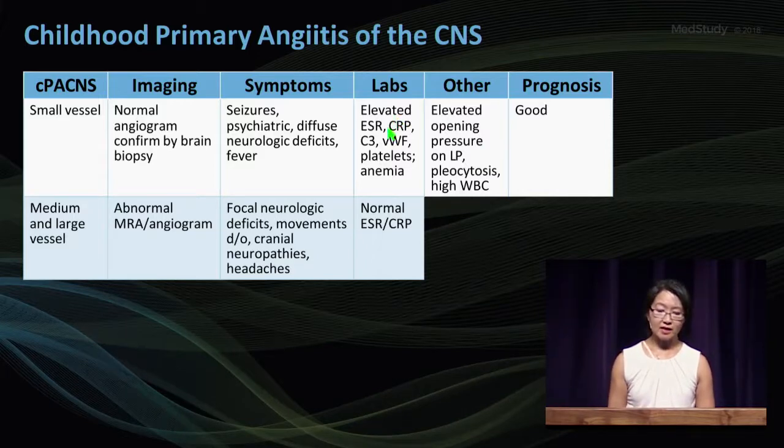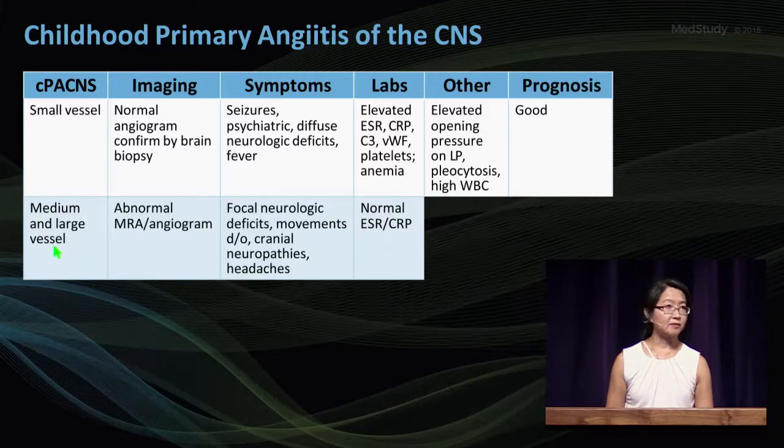On labs, you'll see elevated ESR, CRP. You can also see elevated platelets, anemia of chronic disease. And then if you do a lumbar puncture, they'll have elevated opening pressure as well as pleocytosis and high white blood cell count. Prognosis is generally good, particularly in patients with small vessel primary angiitis of the CNS.